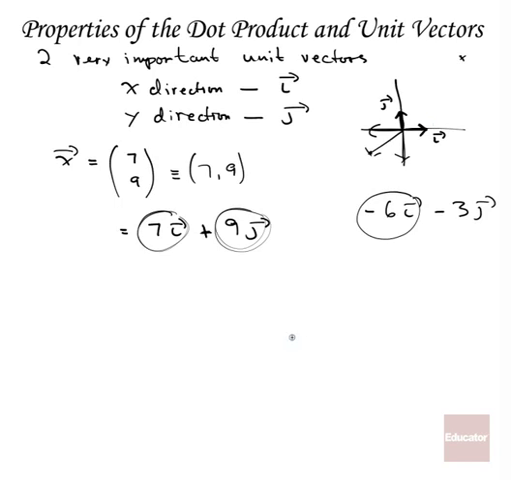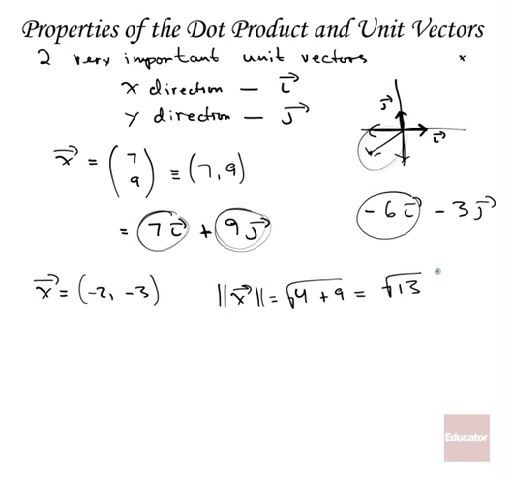Okay, let's finish off with an example here. Let's say we have the vector x, which is (-2, -3). So that puts us in the third quadrant. Okay, so we want to find a unit vector in this direction. Well, let's go ahead and find out what the magnitude of x is first. It's going to be -2 squared, 4, plus -3 squared, 9, under the radical sign, which is equal to radical 13.